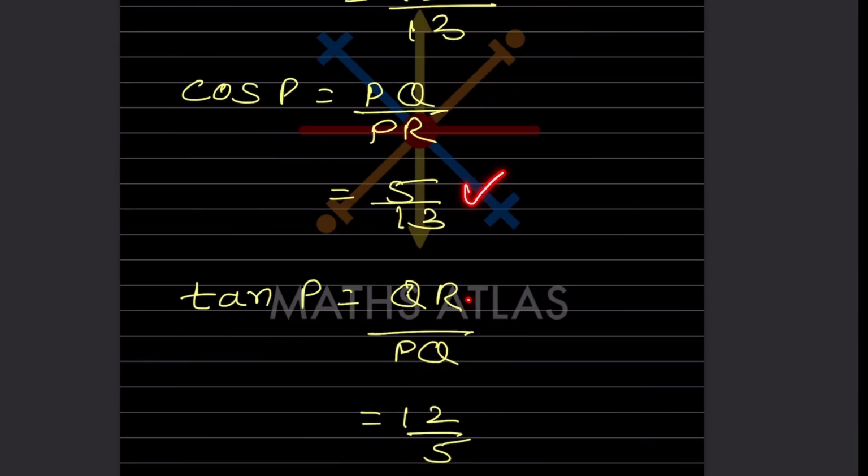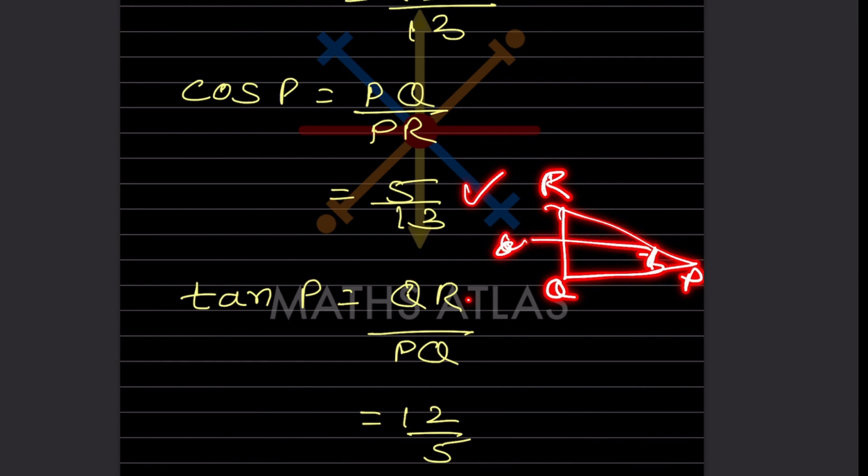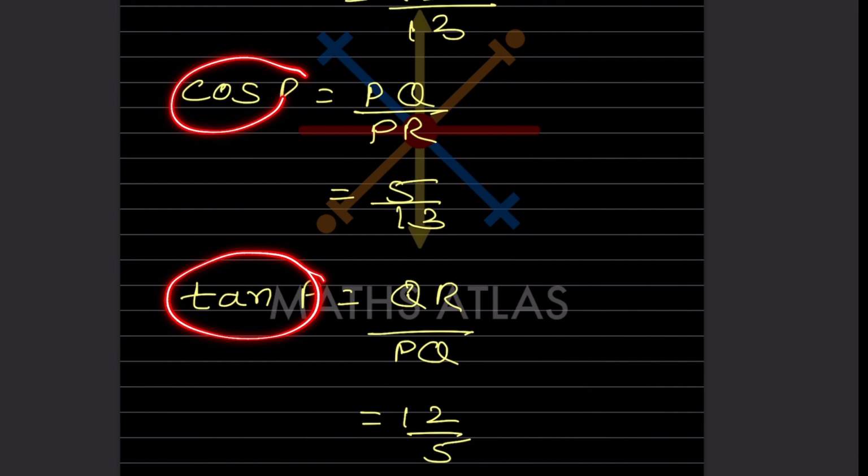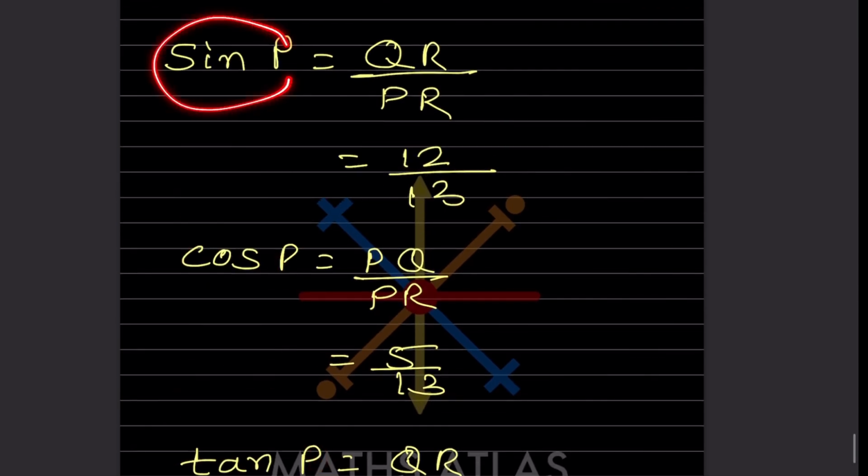And tan P is nothing but, now see here, this is Q, P and this is R. Tan P means opposite by adjacent. So that is QR by PQ. Now QR, we already got the value before, that is 12, and PQ is 5. So that tan P also is done. By this we have found out all the values which they have asked for.